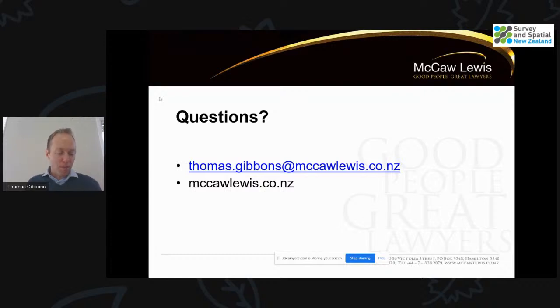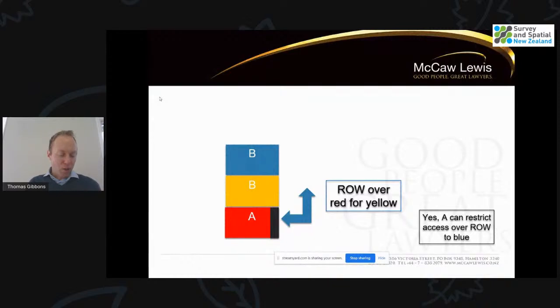Another question, I will wind up soon. Looking at your right-of-way diagram, if blue and yellow were one title with a right-of-way over red, and we subdivide into yellow and blue, should you consult with or get permission from the owners of red? No. The answer to that is no.